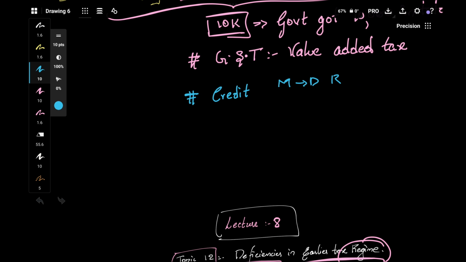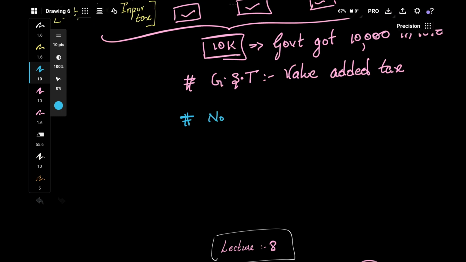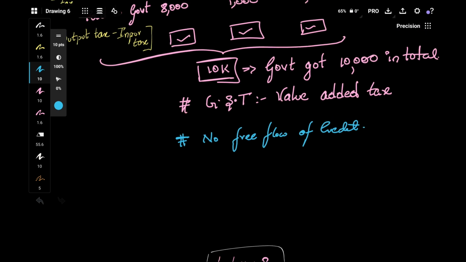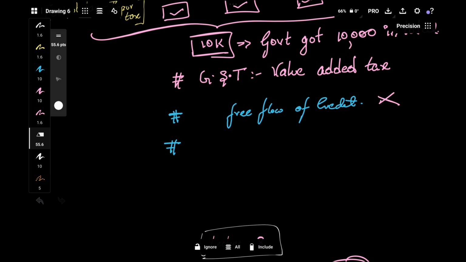So the problem is, if we tax just the value addition, credit won't be passed. Credit can't be passed. We can say there is no free flow of credit. If we just tax value addition, free flow of credit won't happen. So one is free flow of credit, that we know, but the second point is tax rates.